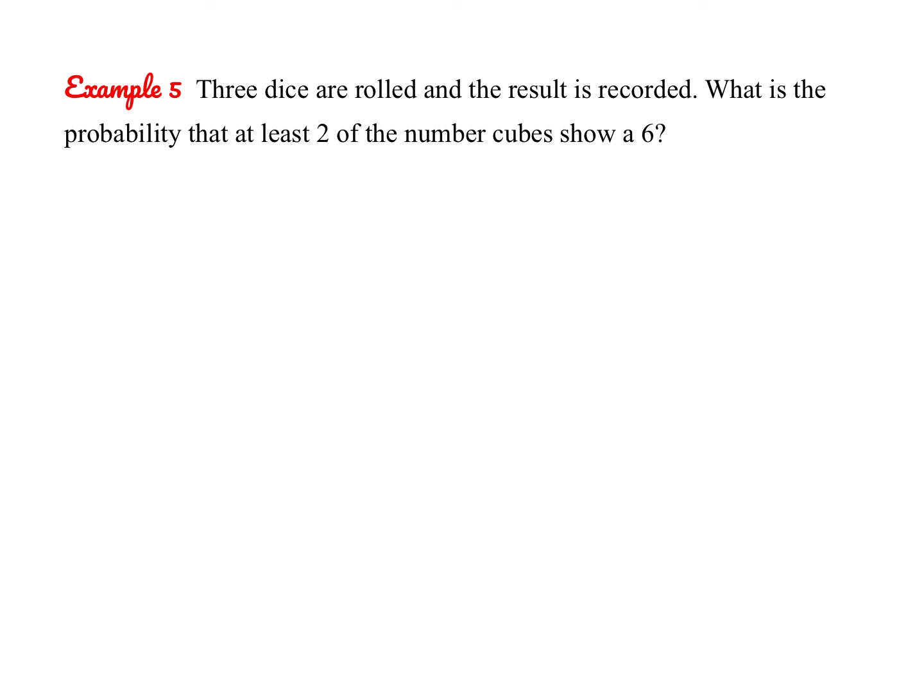All right, let's try one more together. So this says 3 dice are rolled and the result is recorded. What is the probability that at least 2 of the number cubes show a 6? So it's just a normal dice, so 1 through 6.